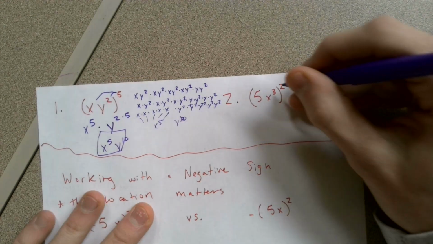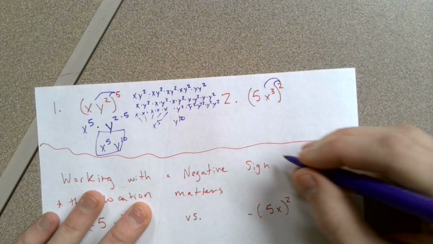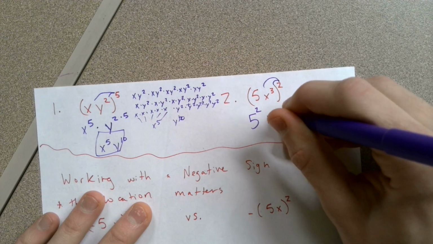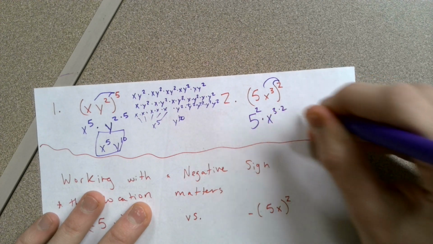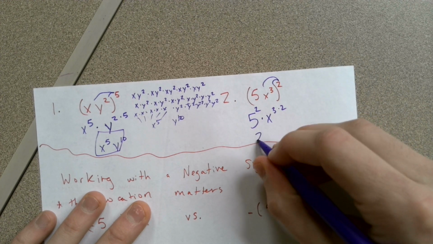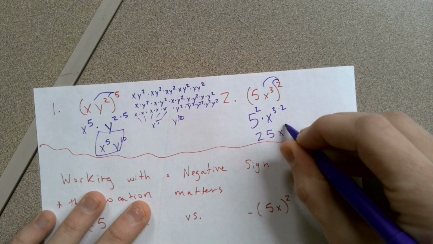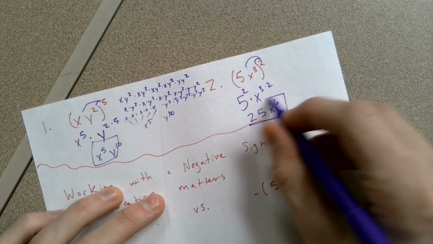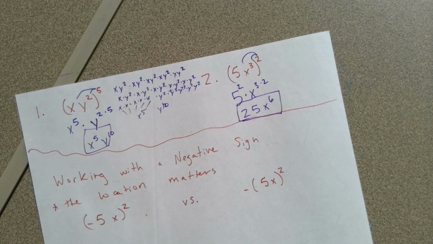Look at number 2 here. We're going to pop this onto the back of each. It's going to become 5 to the 2nd power times x to the 3rd times 2nd power. And simplify that. This is going to be 25 x to the 6th. 3 times 2 is 6. Don't spend all that time splitting those up. Make it easy on yourself.